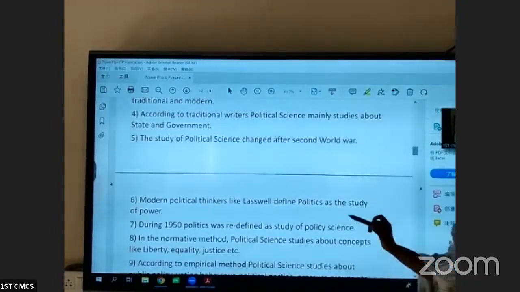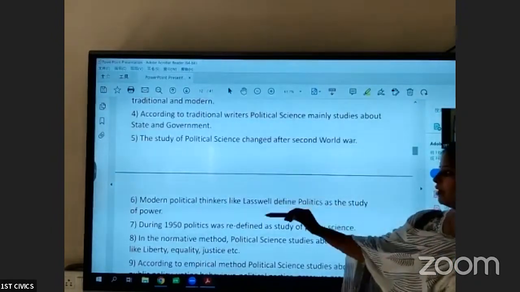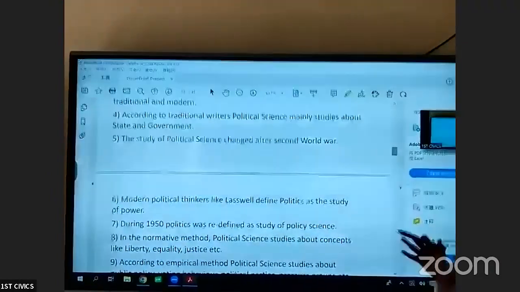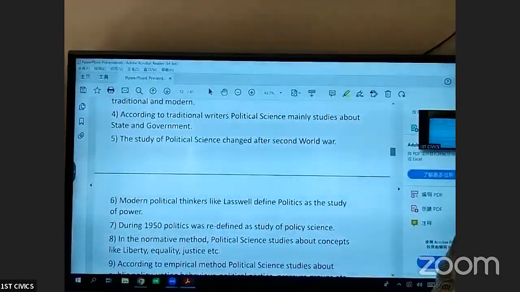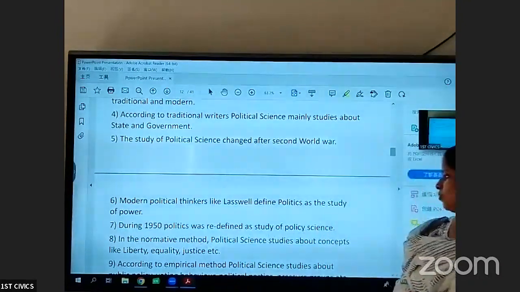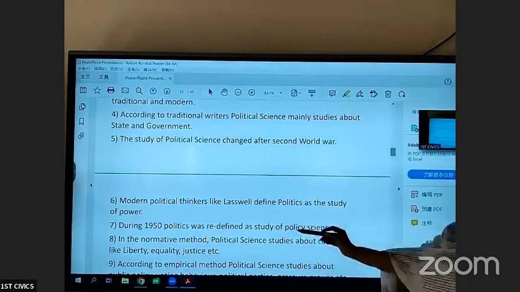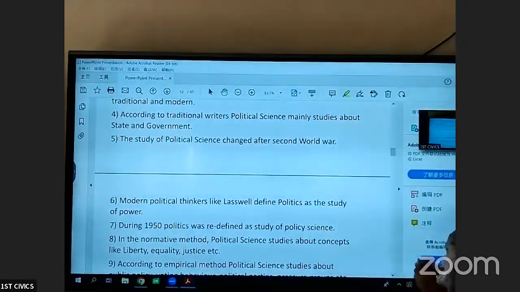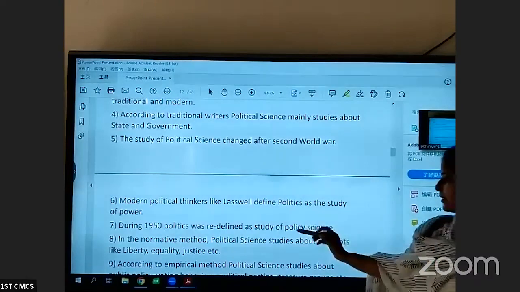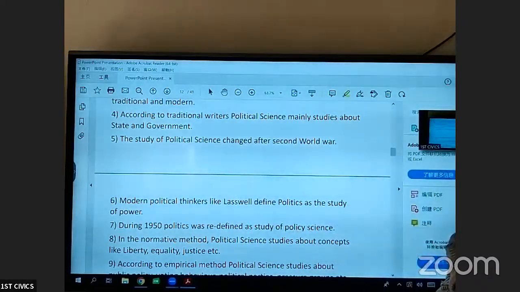In political science, according to modern political thinkers like Lasswell, we can say that political science studies how power is gained and retained. In the 1950s, politics was redefined as a study of policy science, because the government was focusing on making more policies for the welfare of the people. So we can say that it is a policy science.